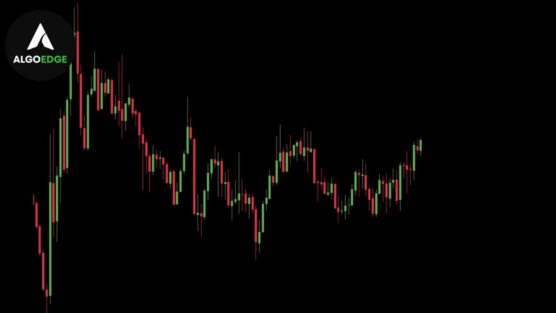Now that you know how to draw trend lines correctly, it's time to move on to trendline trading strategies. The key idea is that we treat a trend line as an important price level, a key area where the market may react. Let's say we've drawn a trend line on this chart.